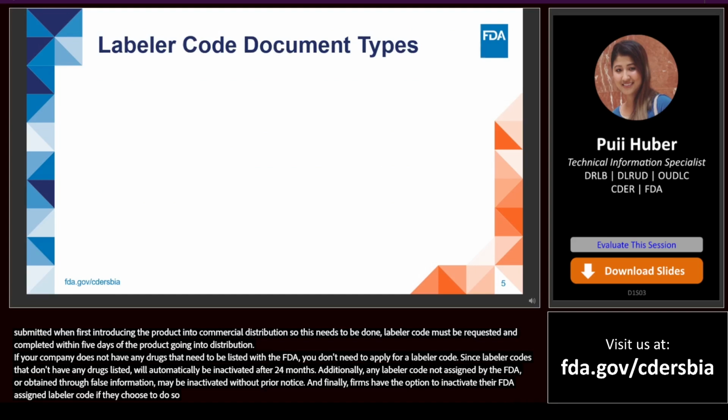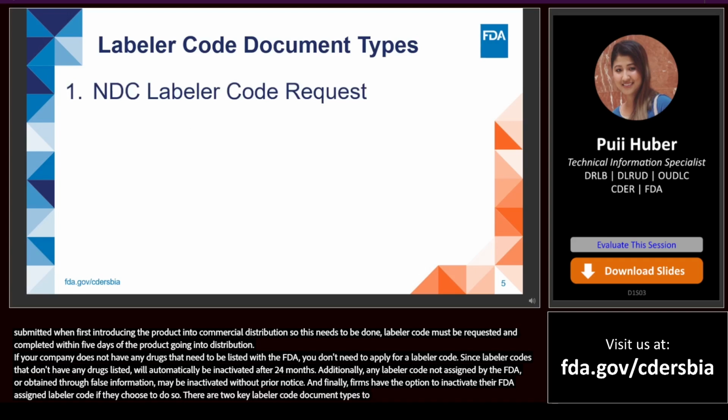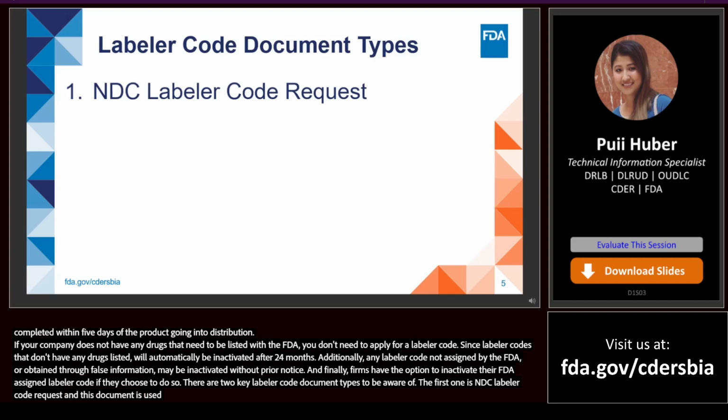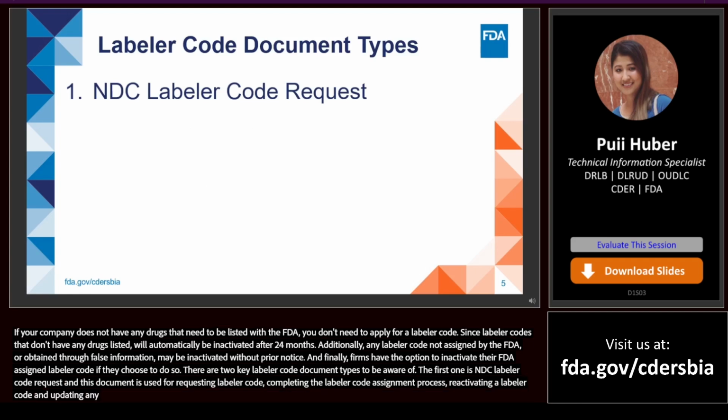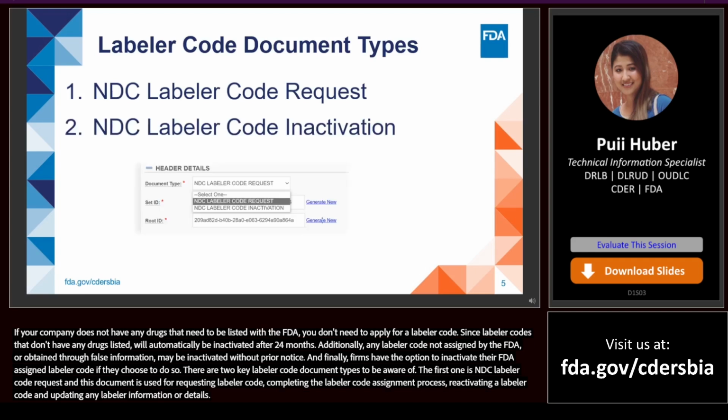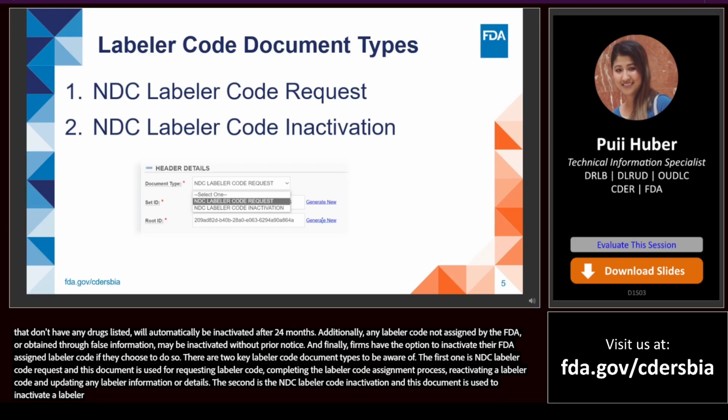There are 2 key labeler code document types to be aware of. The first one is NDC labeler code request, and this document is used for requesting a labeler code, completing the labeler code assignment process, reactivating a labeler code, and updating any labeler information or details. The second is the NDC labeler code inactivation, and this document is used to inactivate a labeler code that is going out of business or as a result of company mergers and acquisitions.